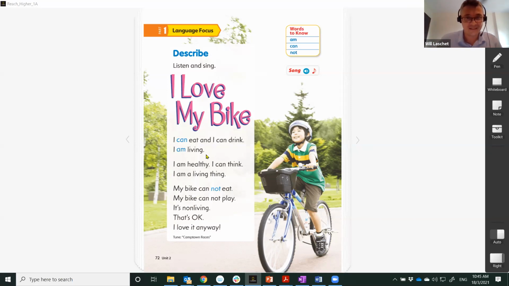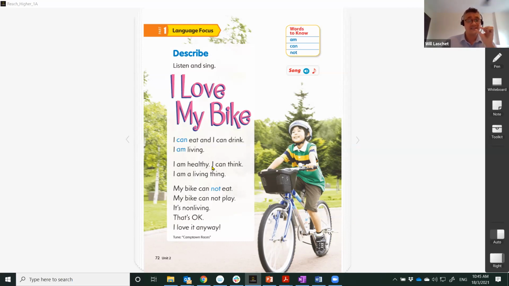Okay, so now we're going to try and do the whole thing together. We're going to do the whole song. I want you at home to be doing the actions. I want you to sing along. I'm going to do it slowly so that we can all do it together. Ready? All right, let's try. 1, 2, 3.